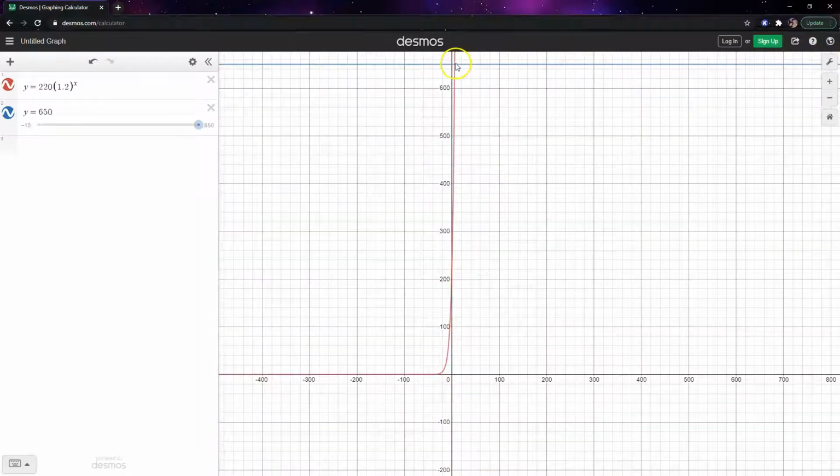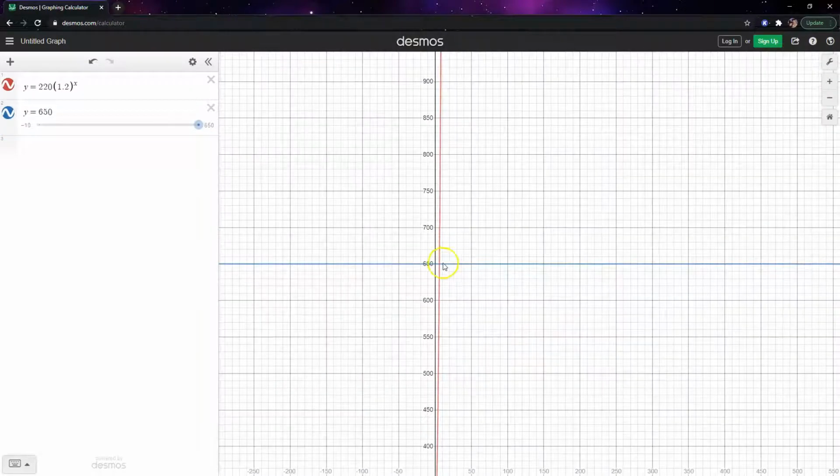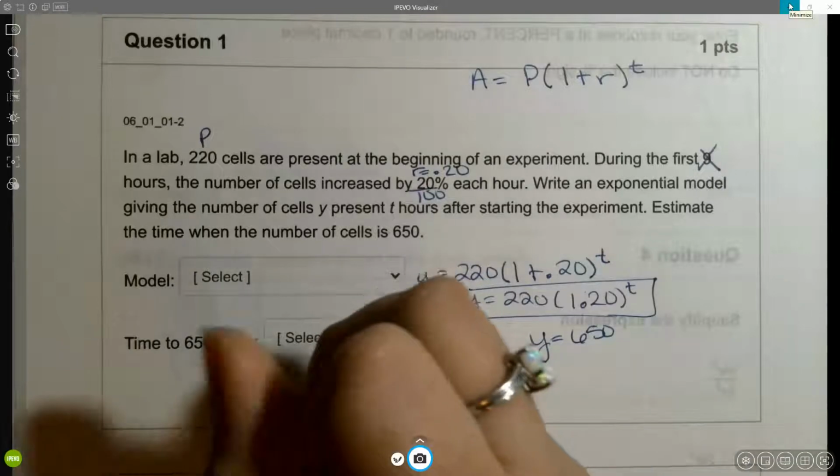I want to find where they are intersecting, which my intersection is the x coordinate, so the 5.942. I am going to round for this answer, so about 6 hours.